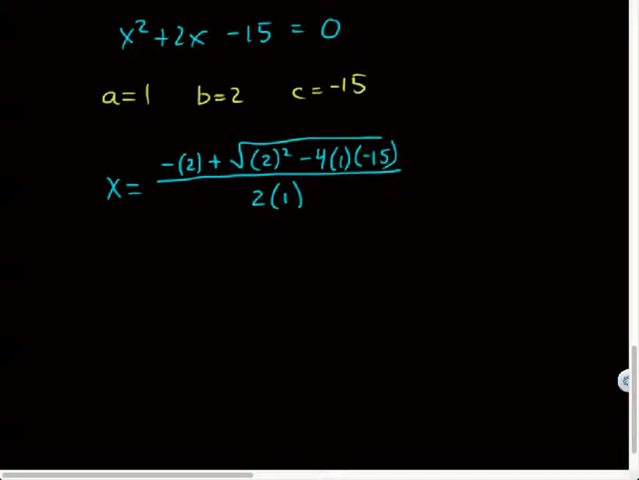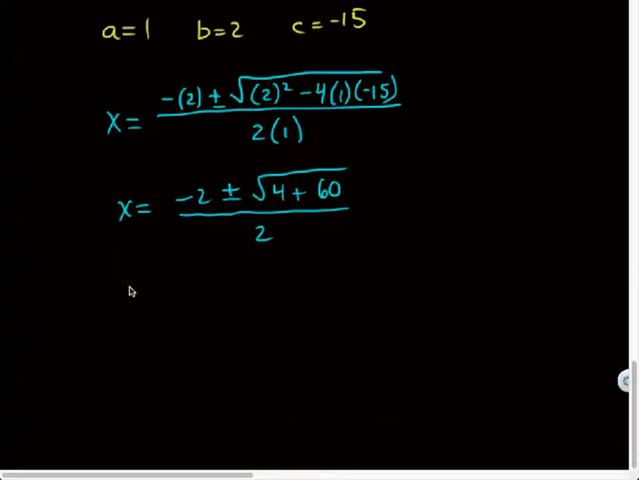So I plug it in all oh so carefully. Notice I even used parentheses when I substituted those values, just to be careful with my minus signs. So x equals negative 2 plus, oh, I forgot my minus. Guys, I thought I was never going to forget. 2 squared is 4. Negative and negative is positive, and 4 times 1 is 4, times 15 is 60. All over 2. And x equals negative 2 plus or minus the square root of 64 all over 2.